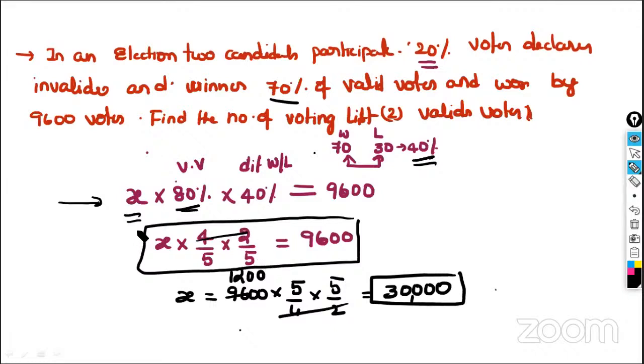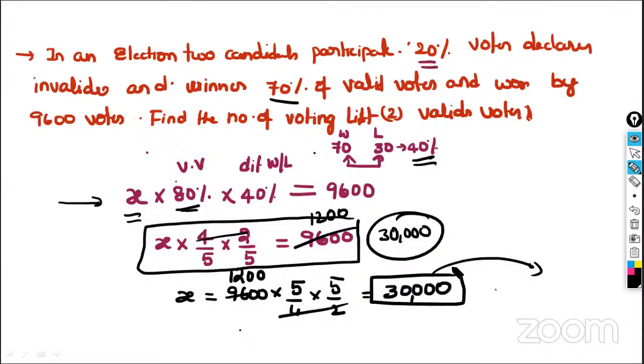So in the examination, how do we do it? X into, so 20% gone. That means 80%, the fraction value 4 by 5. So the winner got 70%, the loser got 30%. The difference is 40%. 40% is 2 by 5, equal to 9600. 4 2s are 8. 8 12s are 1200. So 25 tens, 250, 25 twos, 50. 300, and after that 2 zeros. That is 30,000. In that, valid votes: 10% is 3,000, 20% is 6,000. If I subtract 6,000, that will be 24,000.